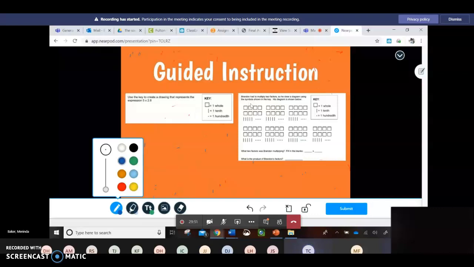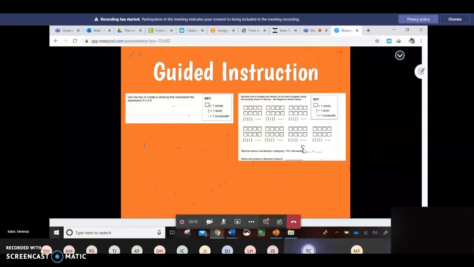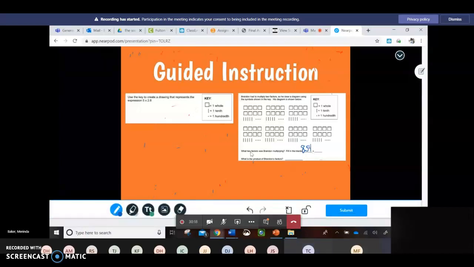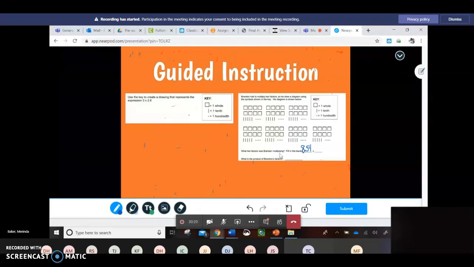So we said that there was 8 holes, 5 tens, and 4 hundreds. What does that look like as a decimal? 8 and 54 hundredths. Yep, that's correct. Good job, Troy. 8 and 54 hundredths. Because the question down here says, what 2 factors was Brandon multiplying?